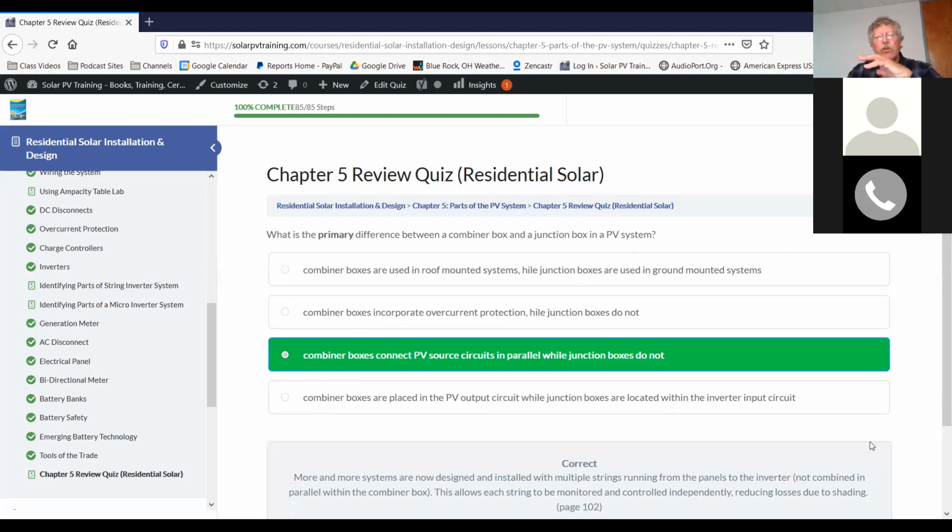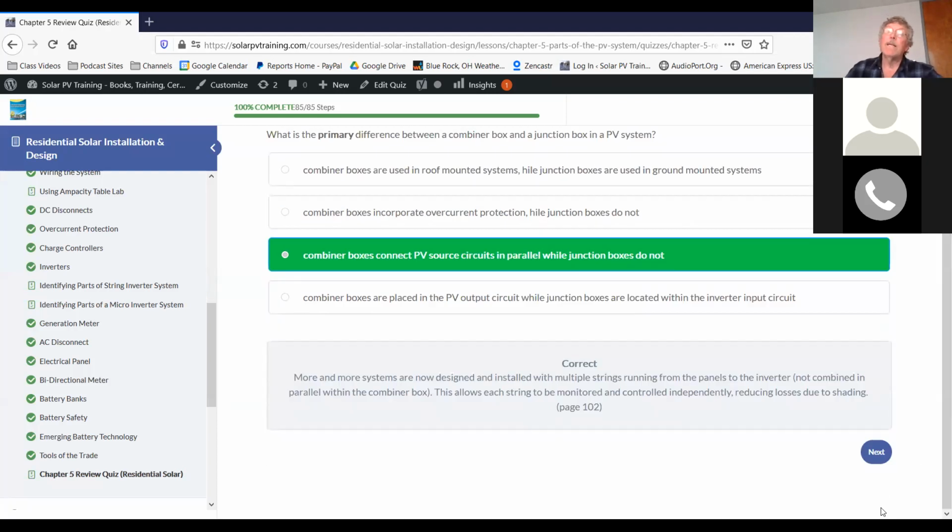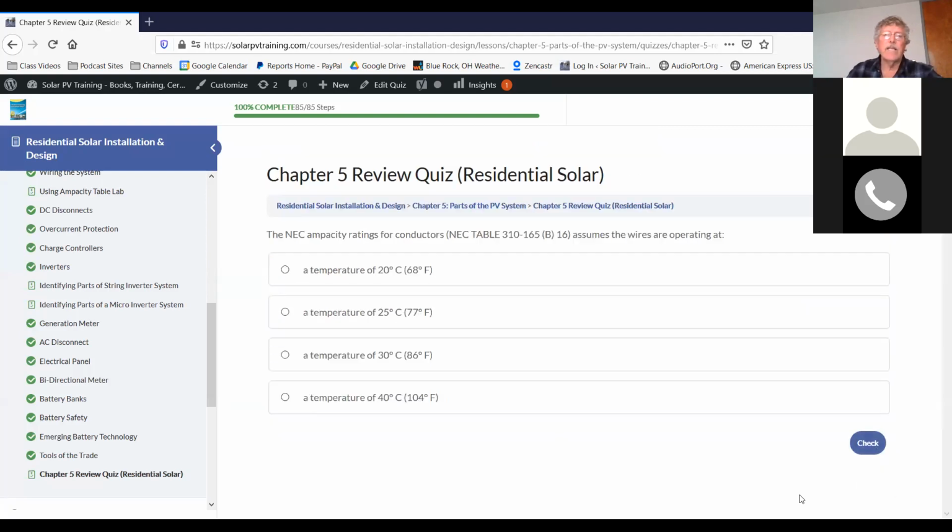A combiner box, you're hooking them up in parallel, connecting all the positives to positive, all the negatives to negative. So you'll come in with many small strings and leave with only one string, but it will have a much bigger ampacity rating. And that's for wire management. But as I said earlier, we're using combiner boxes much less today than we used to, because we're often running our strings all the way to the inverter.